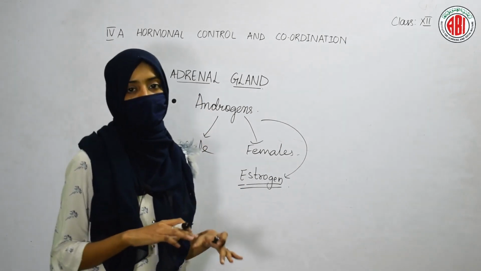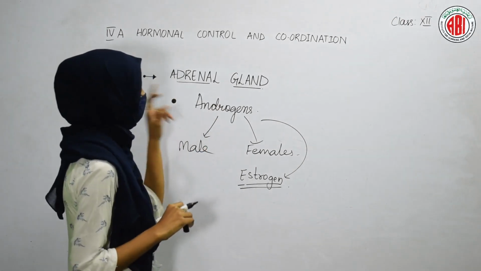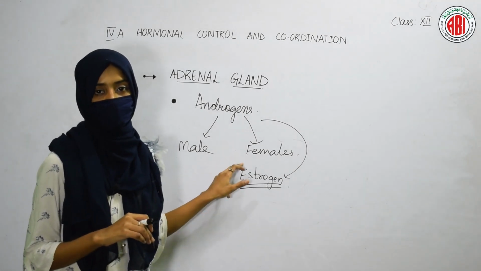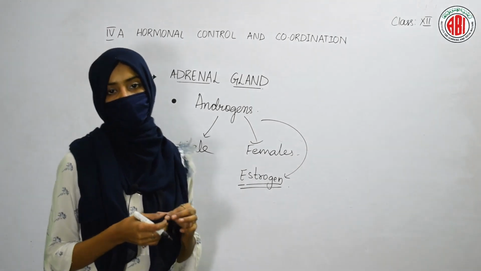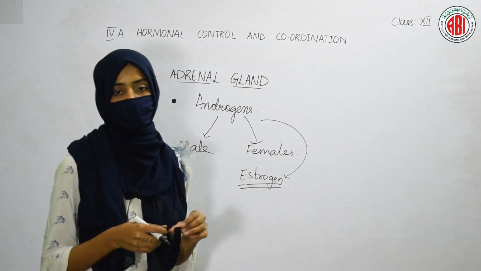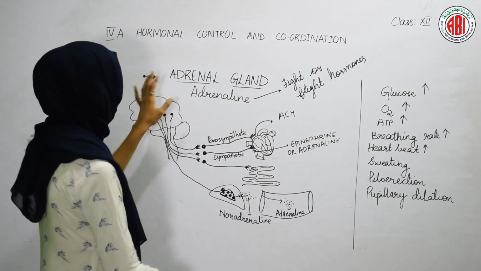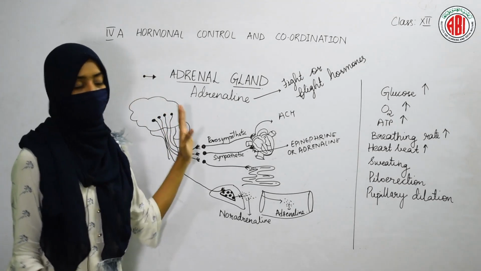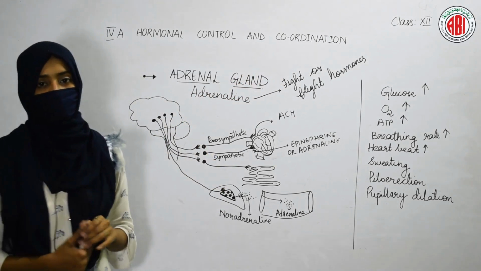But in almost all the females, the androgens get converted into a hormone called estrogen, and this estrogen is responsible to regulate the functioning of the different organs in the body of the females. Let us talk about an important hormone that is secreted by our adrenal glands, and that hormone is adrenaline. Adrenaline is a hormone which is also termed as fight or flight hormone. It is also named as an emergency hormone.